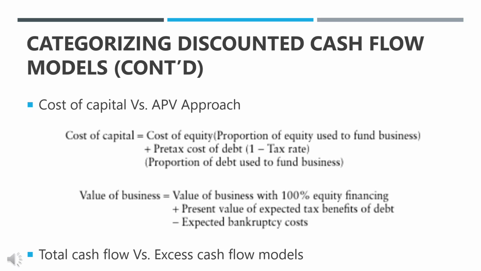Total cash flow versus excess cash flow models. The conventional discounted cash flow model values an asset by estimating the present value of all cash flows generated by that asset at the appropriate discount rate. In excess return and excess cash flow models, only cash flows earned in excess of the required return are viewed as value creating. And the present value of these excess cash flows can be added to the amount invested in the asset to estimate its value.